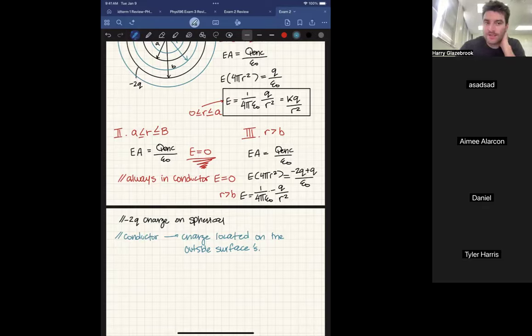So Mary asked, is finding the velocity of the particle between the two-disk capacitor different than the two-plate? No, it doesn't matter for a capacitor if it's two plates or two disks. It's going to be the same exact problem.